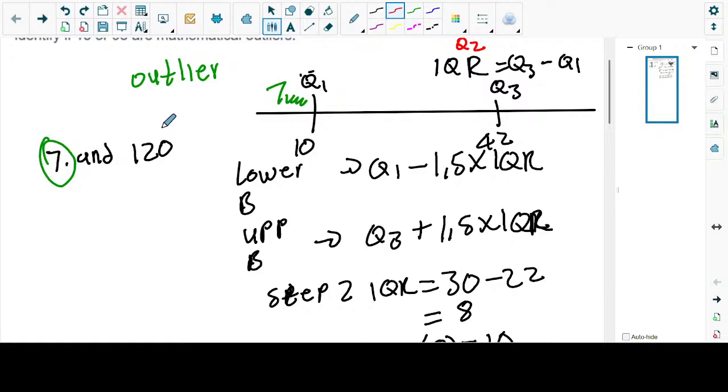So then we have 120 now. Check 120. Does it lie before 42 or after 42? After 42. So that is outside. So we're going to call it what? An outlier. So 120 is also an outlier.